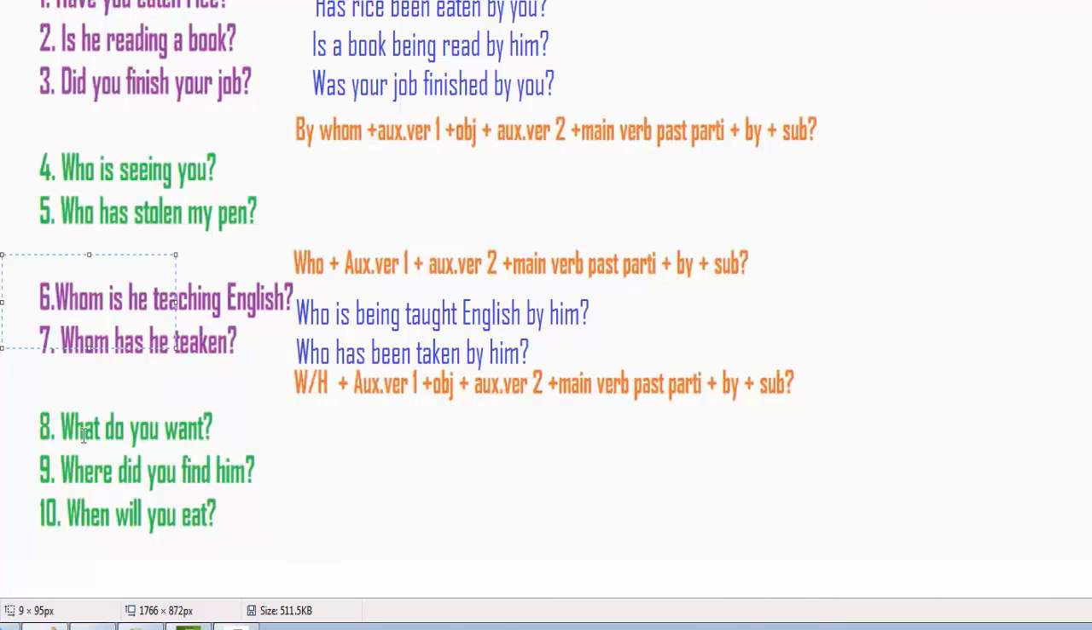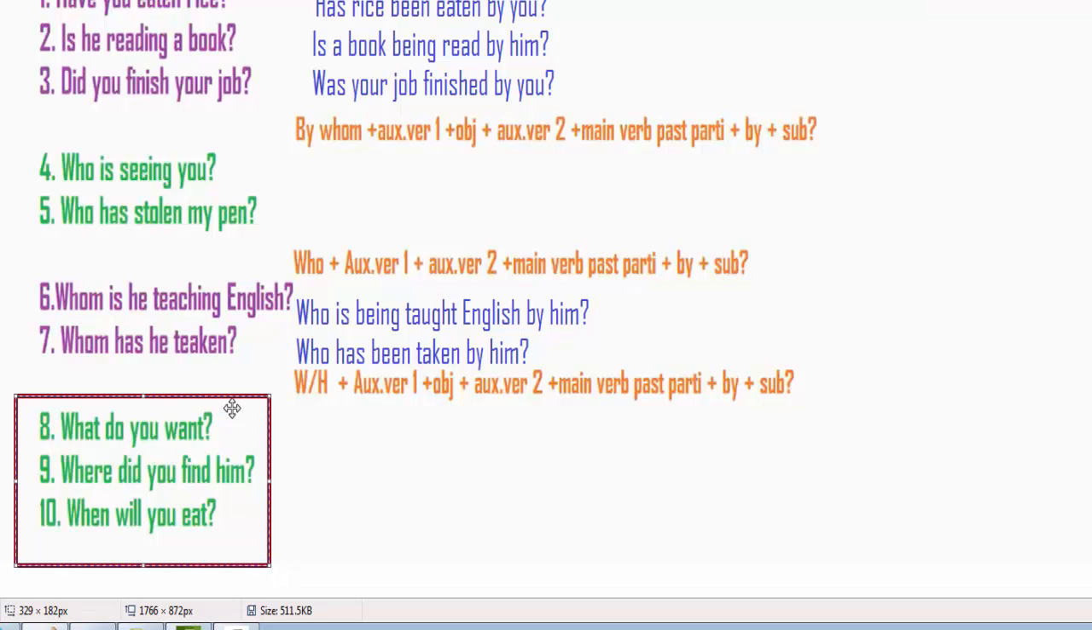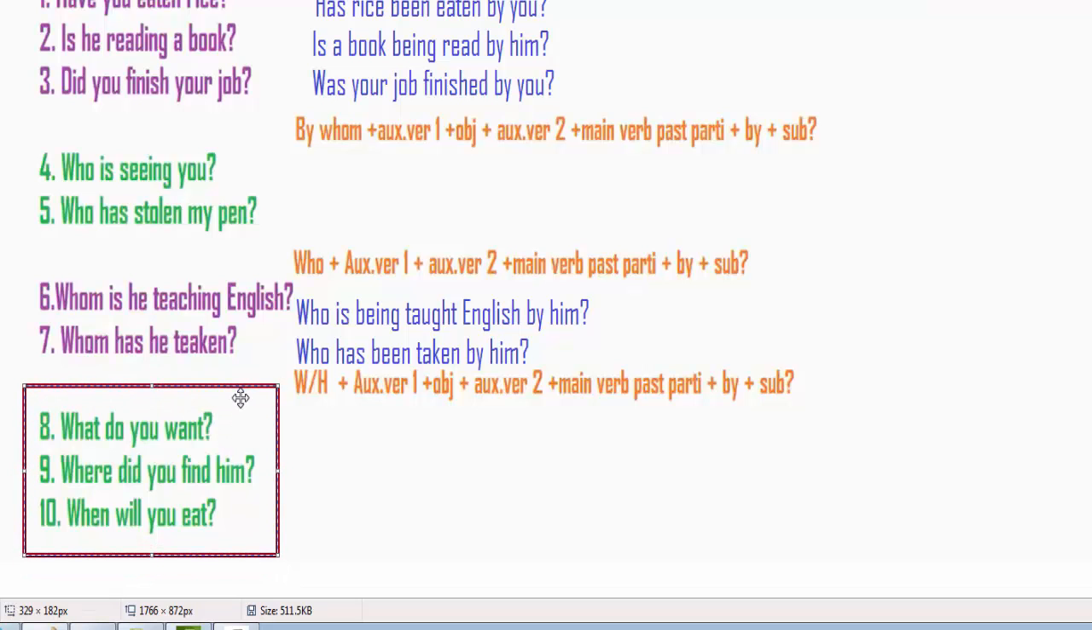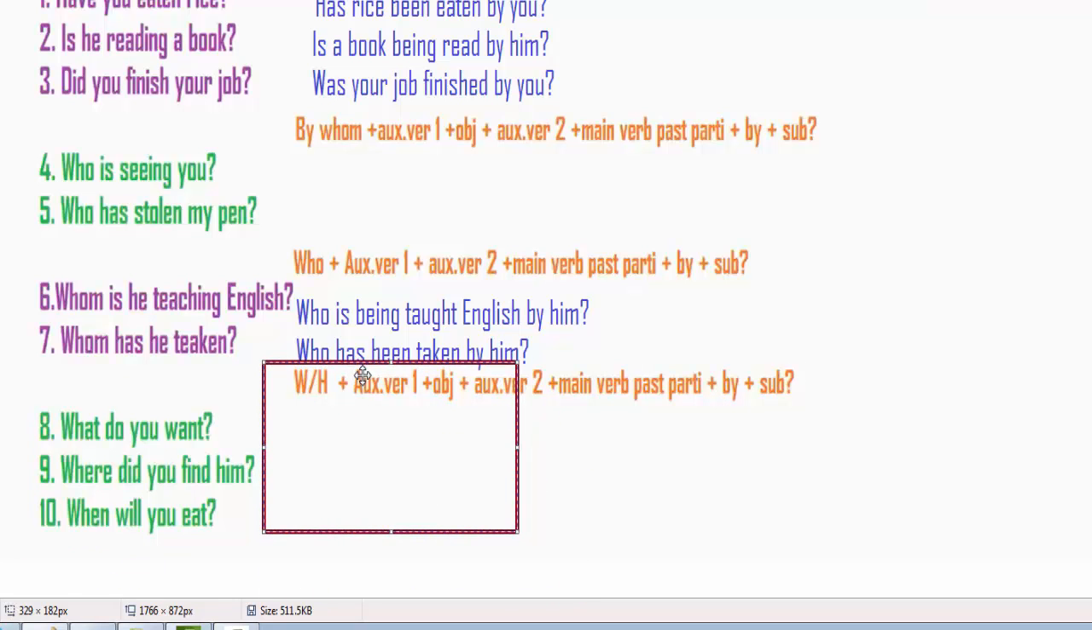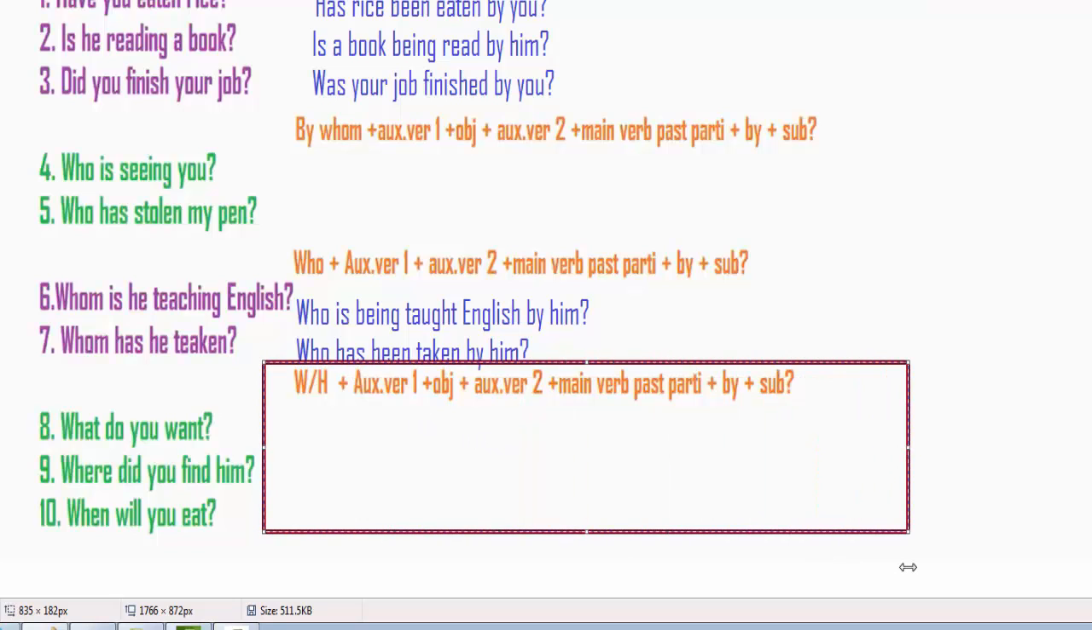If the sentence starts with a WH question, what, where, when, etc., how can we turn it into passive? This is the active form, and this kind of sentence will be passive by this rule: WH question, auxiliary verb, object with auxiliary verb 2, main verb past participle, by plus subject. I have to follow this rule to make it passive.